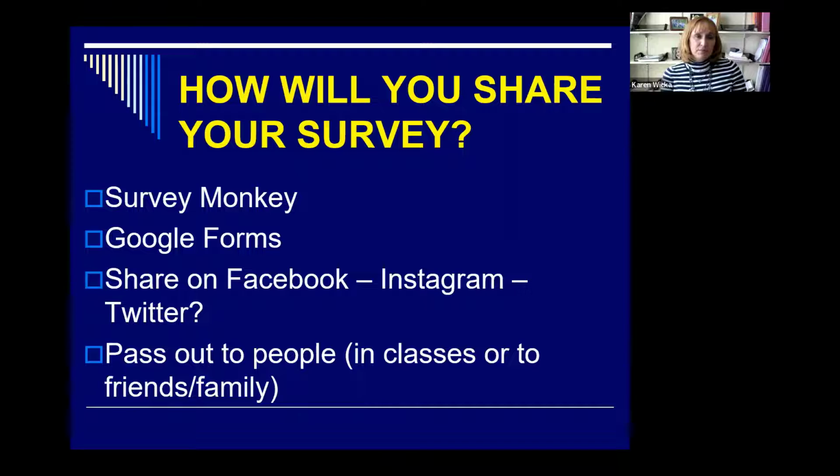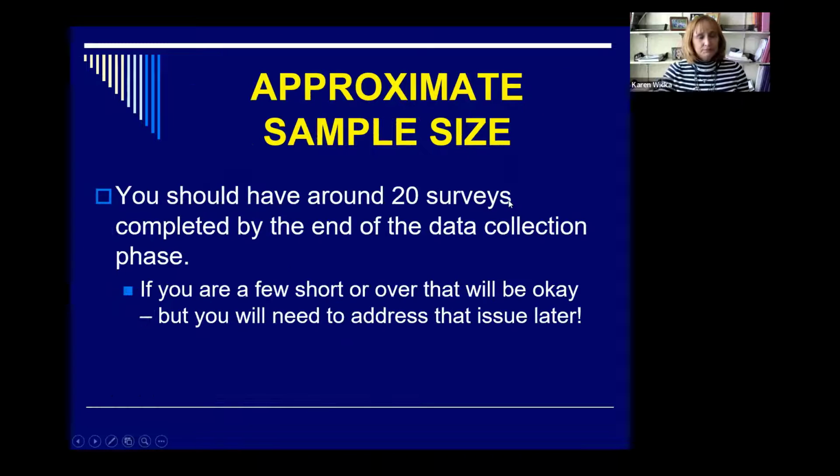You can ask different people if they'd be willing to fill out your survey for you. Now, how many surveys should you have? Generally, I think you should be around 20, no more than 30. So you should be in the 20 to 30 sort of range, because you need enough data to actually analyze in the next phase. So if you're at 18, it's fine.